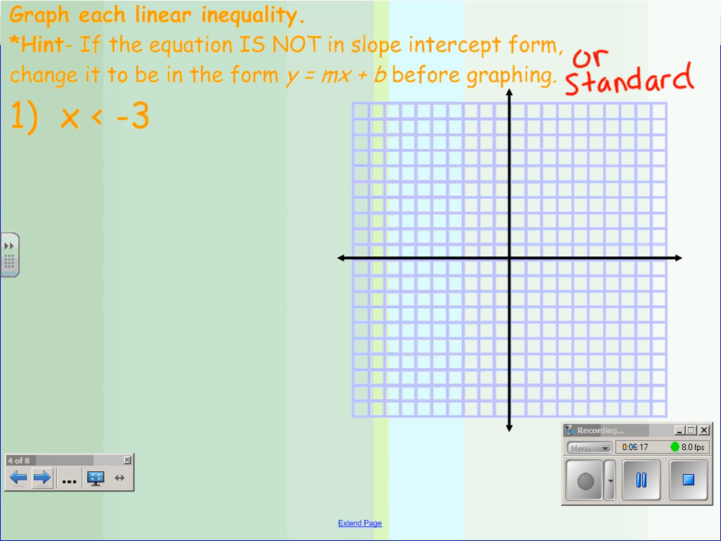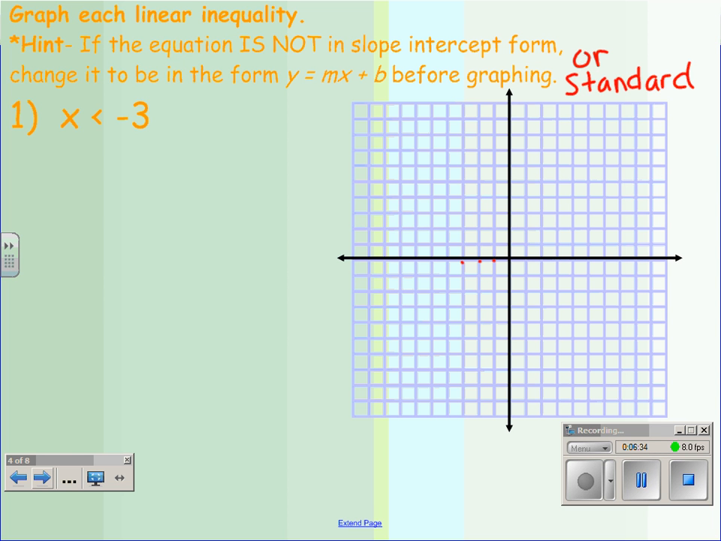It just says x is less than negative 3. So if x is less than negative 3, we are on a coordinate plane. And if x is less than negative 3, then we are at negative 1, negative 2, negative 3.